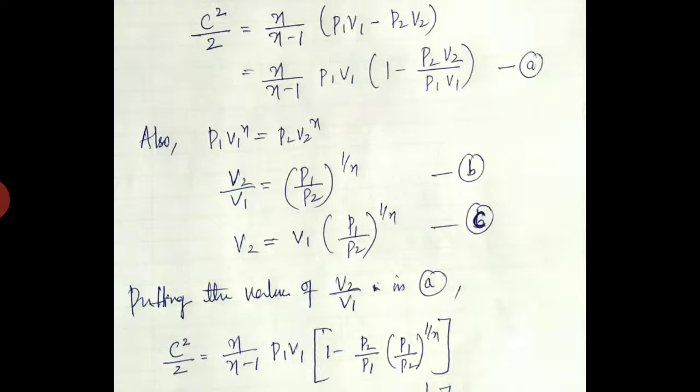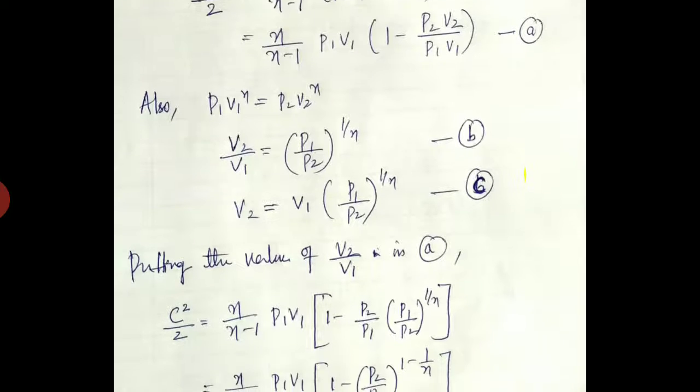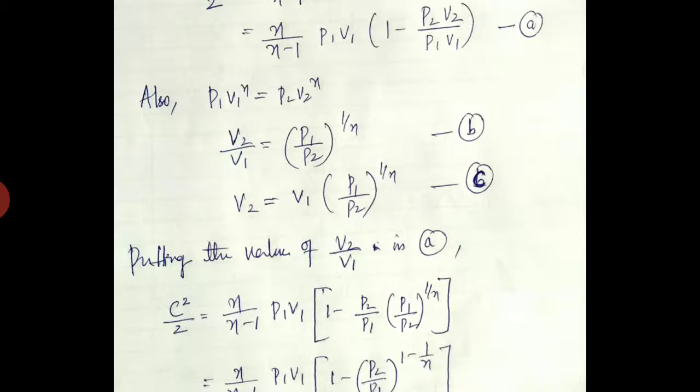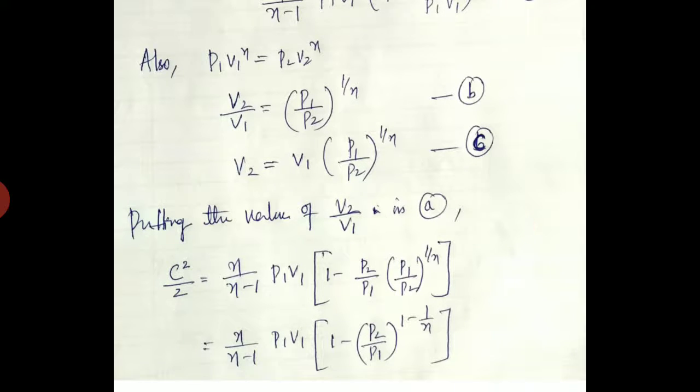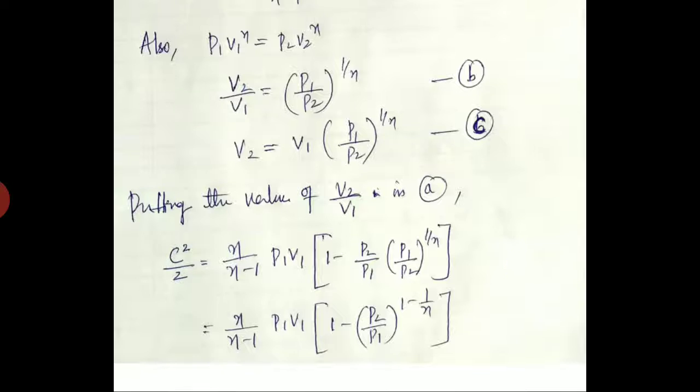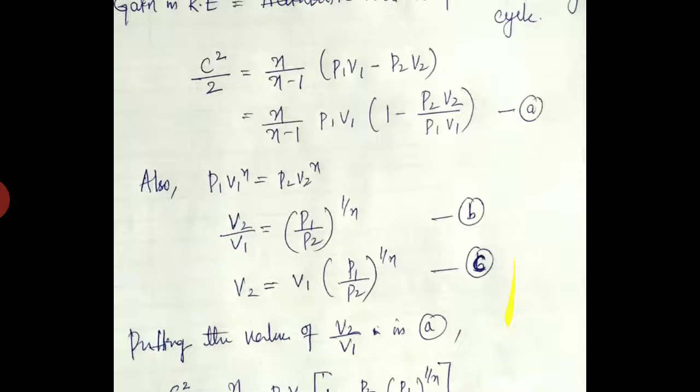Because we are following the law P1 V1 raised to n is equal to P2 V2 raised to n, therefore from this V2 by V1 is equal to P1 by P2 whole raised to 1 minus 1 by n. Call that equation B. So therefore from this we can calculate V2 as V1 into P1 by P2 whole raised to 1 by n. Call this equation C. So putting the value of V2 by V1, that is equation B, in equation A.